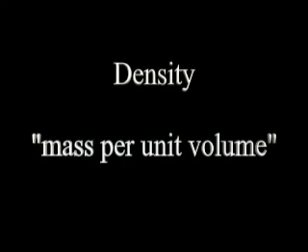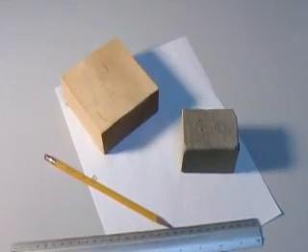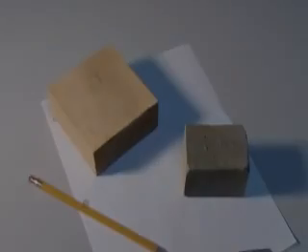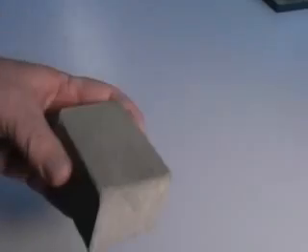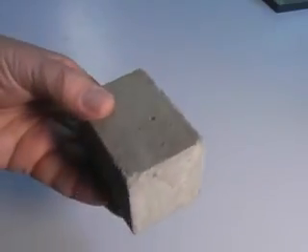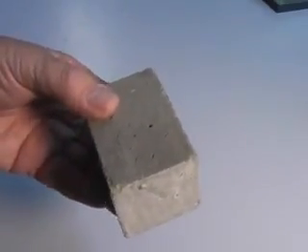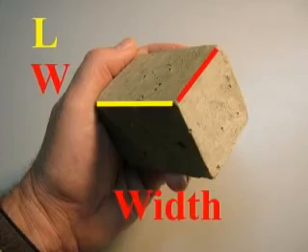Density is mass per unit volume. Let's calculate the density of our two blocks and the water they are immersed in. To calculate density, we divide the mass of an object by its volume. Our concrete block is a rectangular prism. You determine the volume of a rectangular prism by multiplying its length times its width times its height.